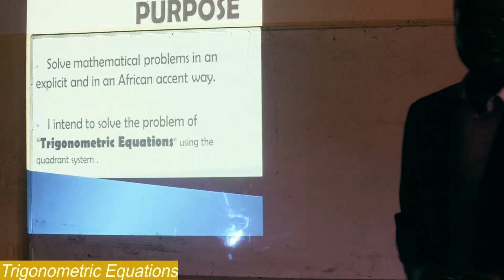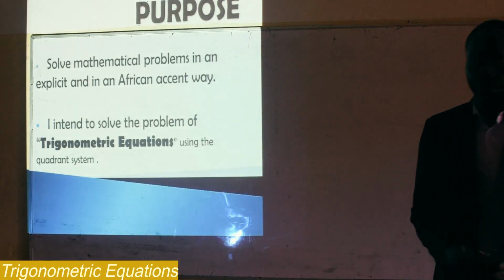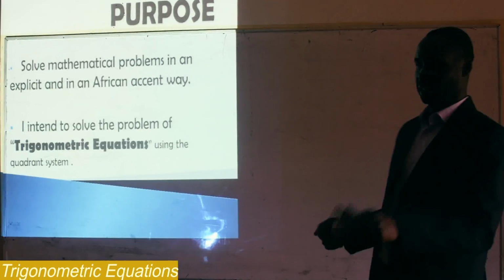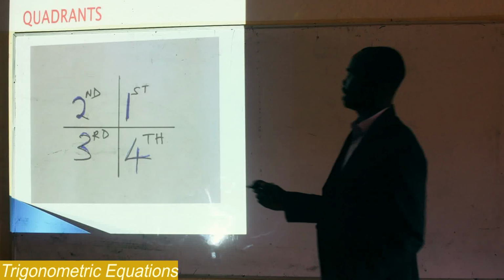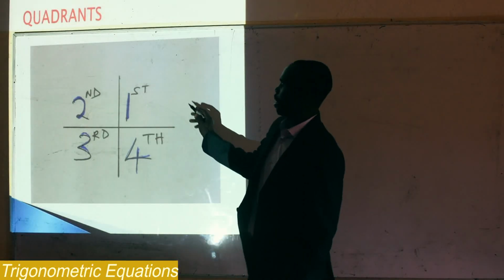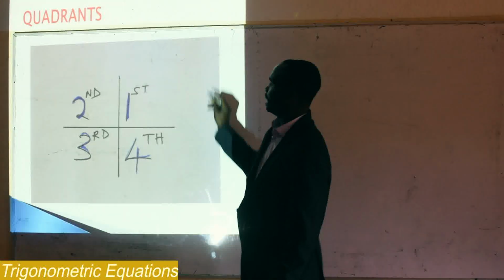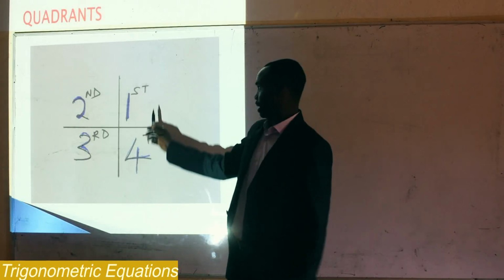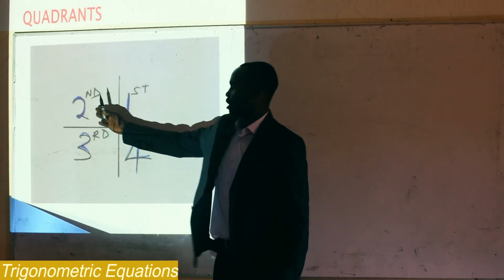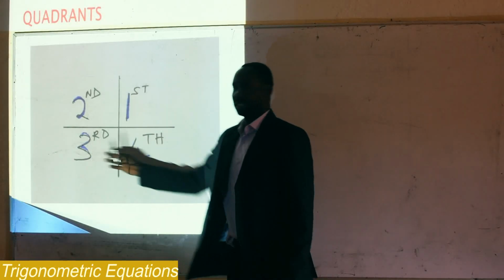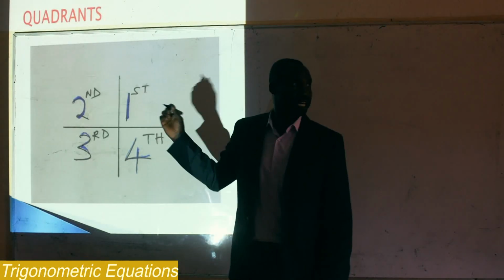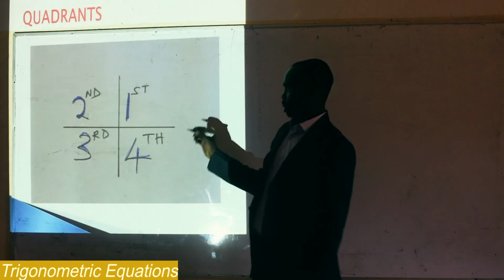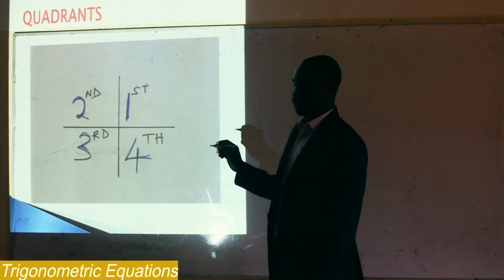Let us see the quadrant system. How does the quadrant system operate? The quadrant system operates in such a manner that a plane is divided into 4 parts. The first part is this one, second part is this one, third part is this one, fourth part is this one. The angles of every other part are shown on the clip below.